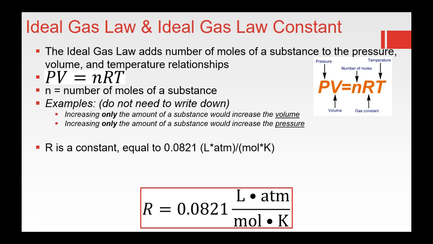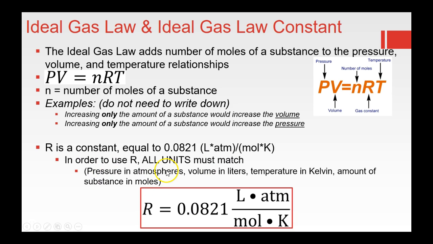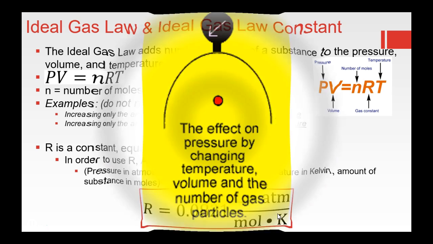Why that's important though is if you're going to use R, and you're going to, all the units have to match. This means pressure will need to be in atmospheres, volume will need to be in liters, temperature will need to be in Kelvin, and the amount of substance will have to be in moles. If you don't have these things in those units, you have to convert them. Otherwise, R will not work and you'll have to use a different value. I will give you this value. If it's not in liters, make it liters. If it's not in atmospheres, make it atmospheres, and so on and so forth. Everything needs to be converted to these to use R.